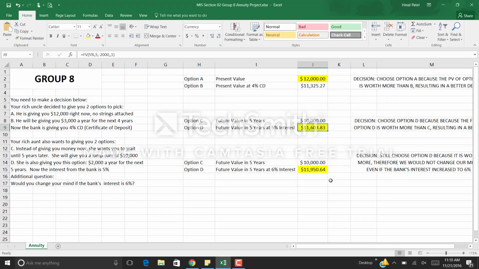So in the additional question, if the interest of the bank becomes 6%, we wouldn't change our mind, still seeing that we would receive $11,950.64, which is still more than the lump sum of $10,000.